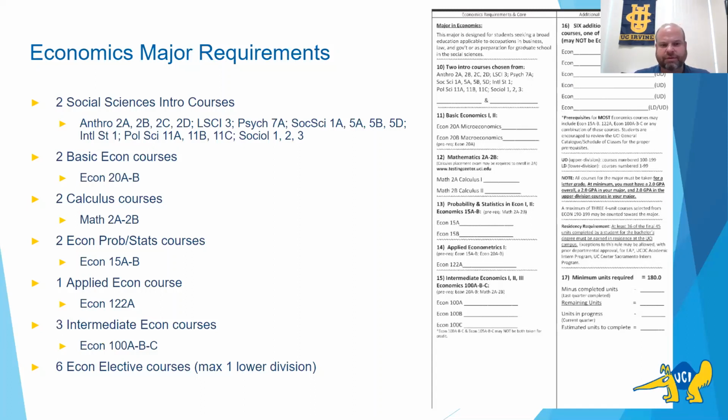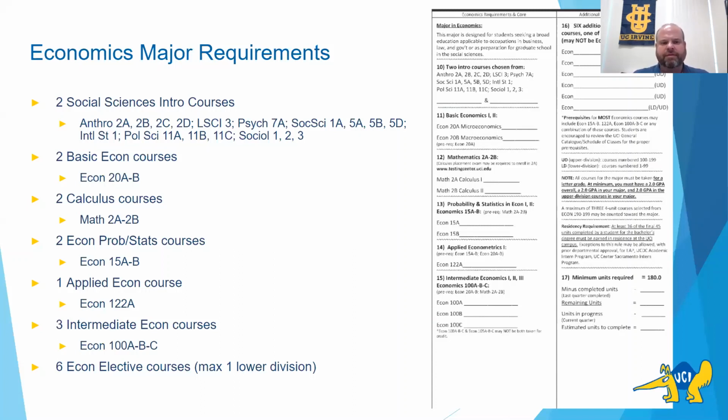Okay, so the left-hand side runs through quickly the courses that are required. So every student has to have 2 social science introductory courses, and the choices that you have are listed there as well. Every student has to take an introductory microeconomics class, which at UCI is 20A and 20B. Every student takes a calculus course, which is Math 2A and 2B at UCI. And then 2 courses in Econ 15A and 15B, which is probability and stats within economics. And then 1 applied econ course, econometrics, which is Econ 122A. And then our intermediate economics series of the 100 A, B, and C series. And then 6 additional econ electives as well, and one of those can be a lower division class. So that's a quick run through of the requirements just for economics.